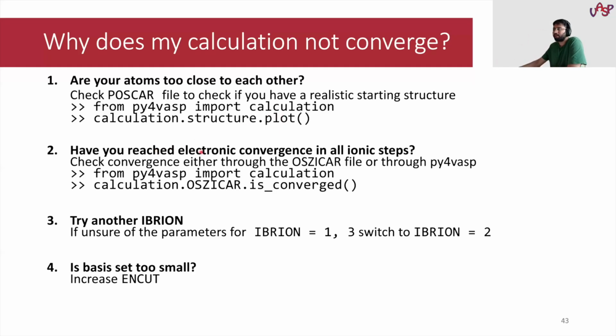You can also check if you have reached convergence in all your ionic steps. So you reached SCF convergence in all your ionic steps. Simply import VASP and then do calculation.oszicar.is_converged, and it will tell you whether your electronic steps have converged along the way. Sometimes if you don't have a converged electronic step, your forces are awful and you basically go in a different direction. This is what this is telling you. You can, of course, try another IBRION. If you're using 1 and 3, perhaps switching to 2 would be a good go. And make sure that your basis set is not too small, just increase the NBANDS count if that's the case.